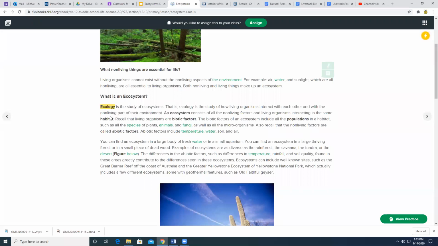Now, on your vocabulary sheet, the expectation is that you list every single one of these bolded words that are in each one of these readings. The first one I did for you was called ecology, and the definition of ecology is the study of ecosystems. The next one is ecosystem. Now we need to define that word. So you need to read this article or this paragraph, figure out what ecosystem means, and write that definition on your vocabulary sheet.